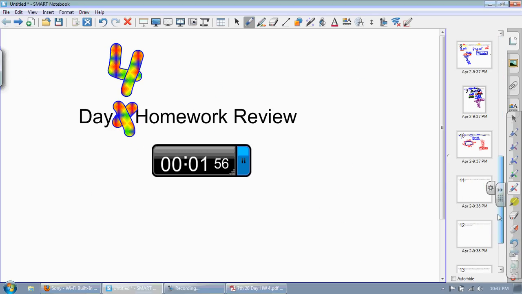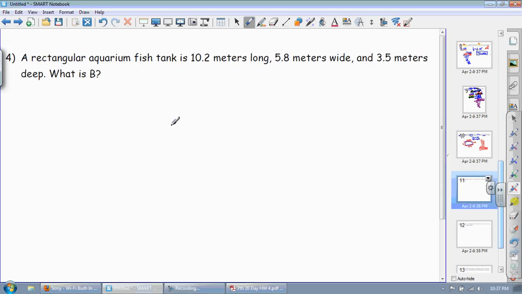Alright, fish tank. Fish tank, 12.2 meters long, 5.8 meters wide, 3.5 meters deep. What is B? Well, what is B? B is a letter. No, we need a better answer than that. Remember, big B, when we talk about 3D shapes, always stands for area of the base.